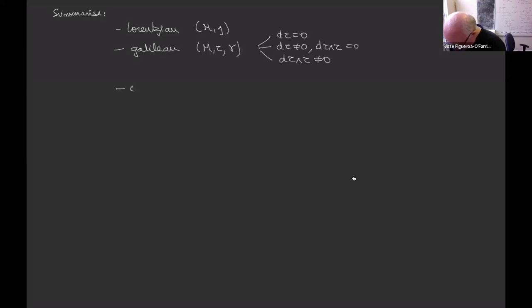And then we have the Carollian ones, M, A, kappa, H. There are four of them, depending on whether this one is zero, this one is proportional to H, the volume form is invariant, or none of the above.